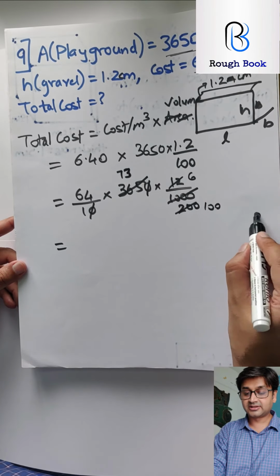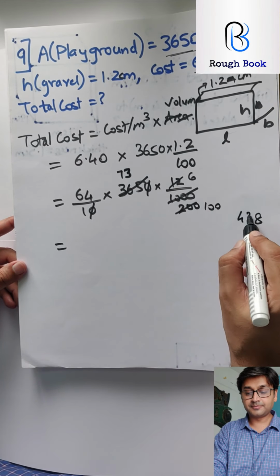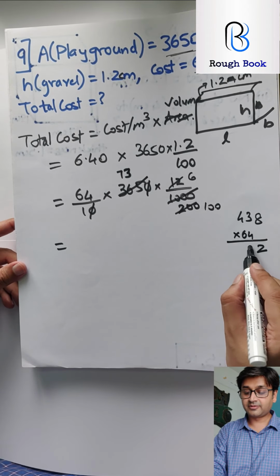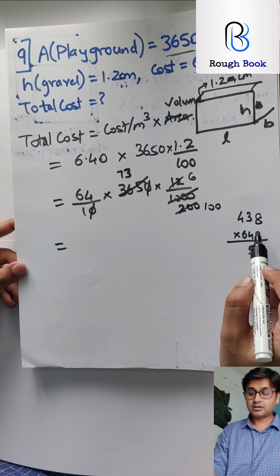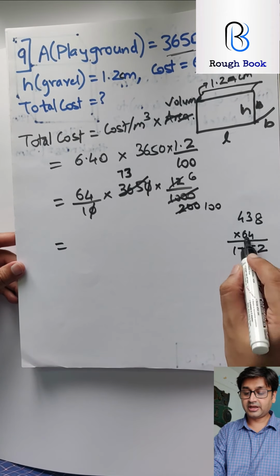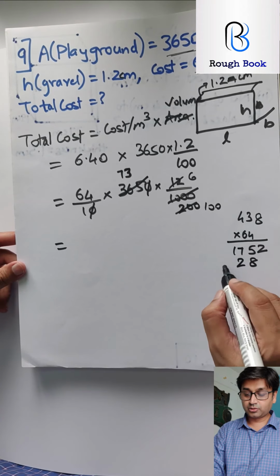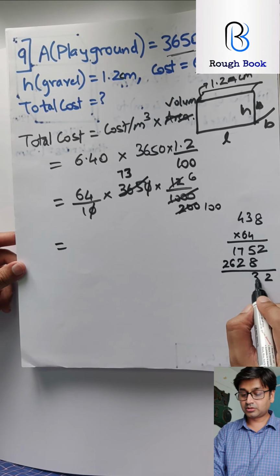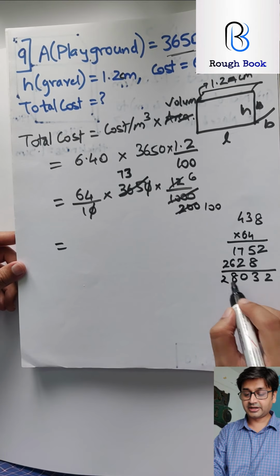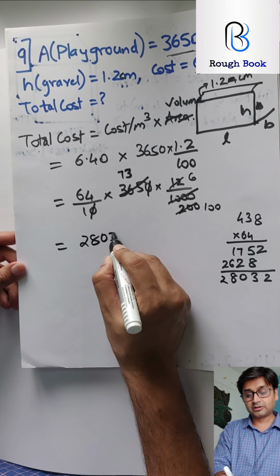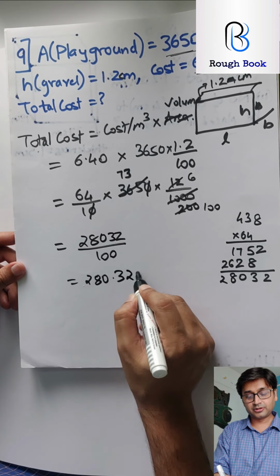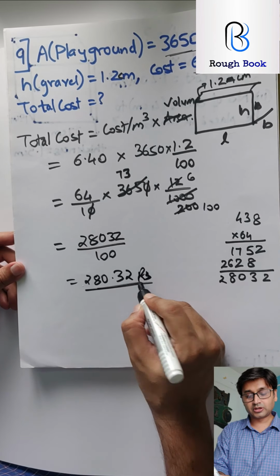So let's multiply. 6 3s are 18, 43 into 64. 6 4s are 32, 12 plus 3 15, 16 and 1 17, 48, 22, 26. So 2, 13, 10, 6, 7 and 1 8 and 2. So 280, 32 divided by 100. So 280.32 rupees. That should be the total cost.